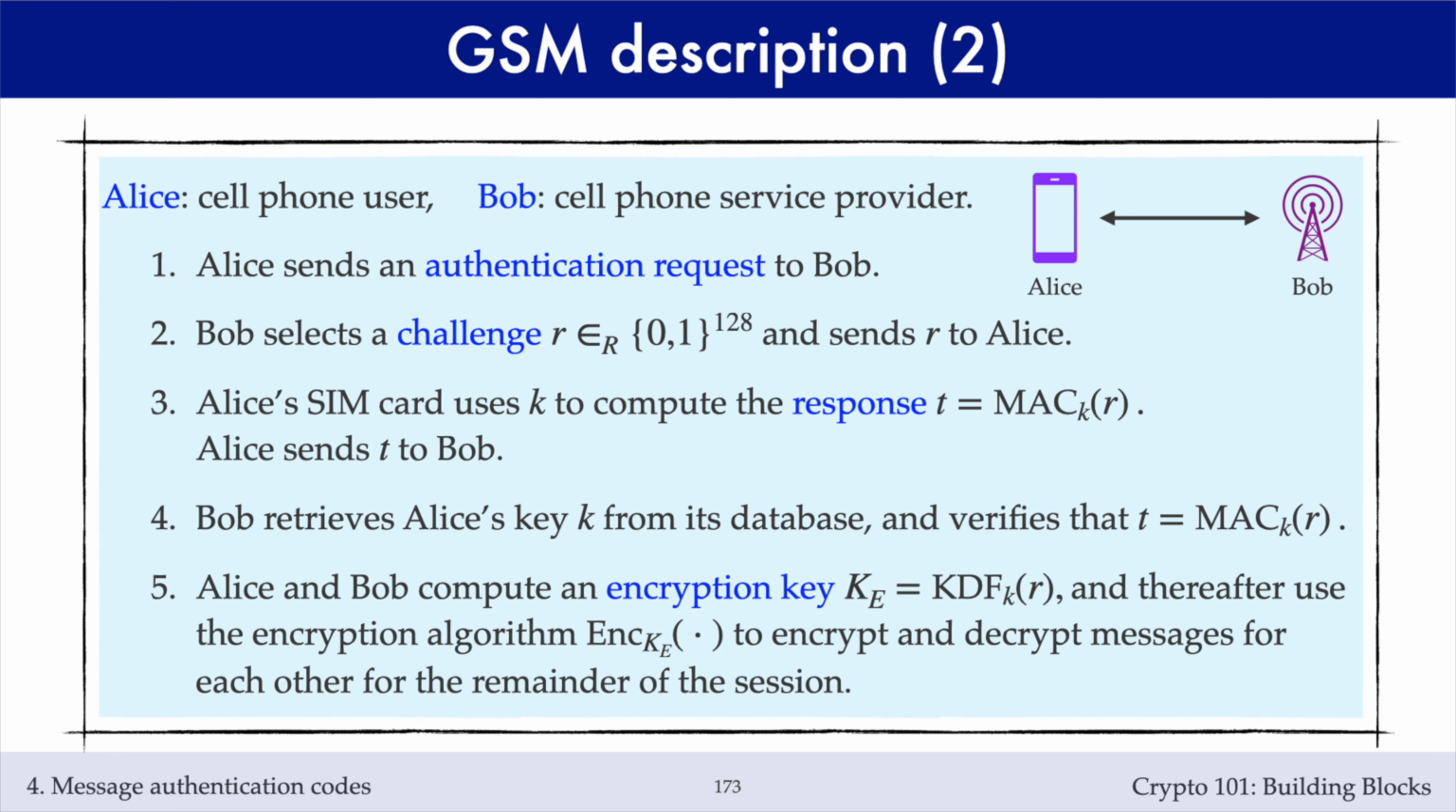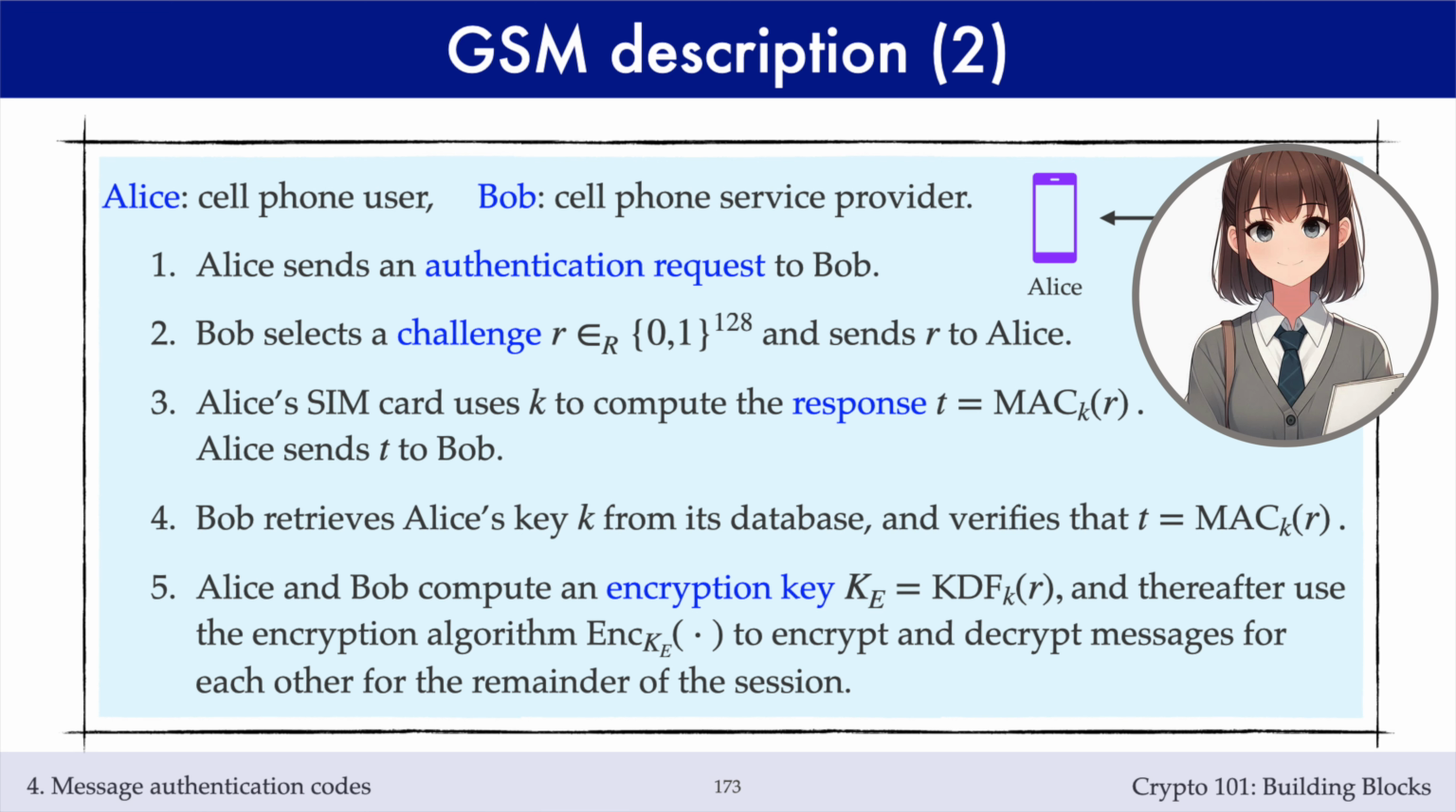Alice and Bob then compute an encryption key KE by applying a key derivation function to the challenge R, using their secret key as a KDF key. Thereafter, they use the encryption scheme with KE as a secret key to encrypt and decrypt messages for each other for the remainder of the session.